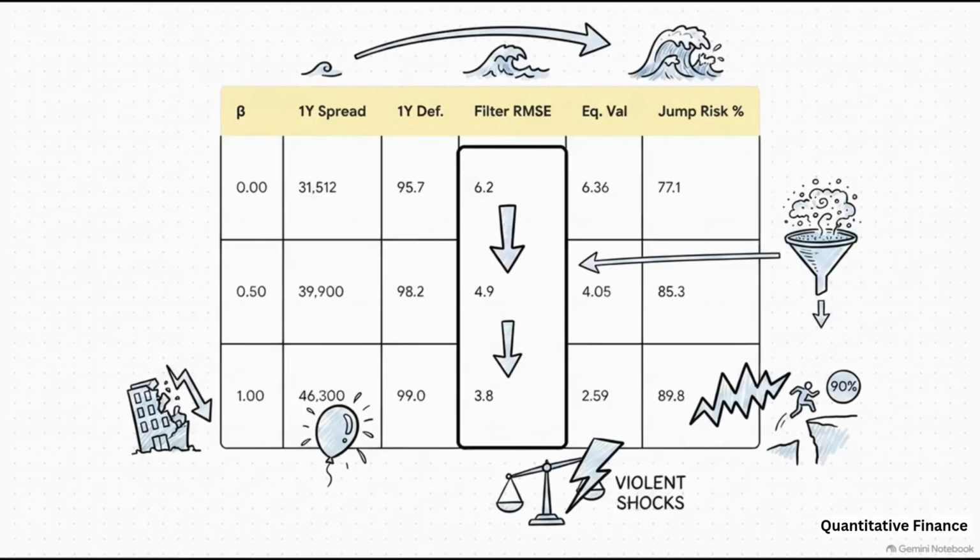Now, the data in this table reveals a truly fascinating paradox. Look at the column for filter RMSE. That's basically the error rate of our model's guesswork. As the amplification factor goes from 0 up to 1, the spread explodes. Equity is destroyed, and the jump risk share nears 90%. Yet, our filter RMSE actually drops from 6.2 down to 3.8. I mean, how does that make sense?